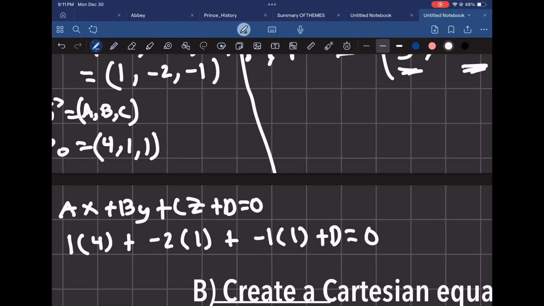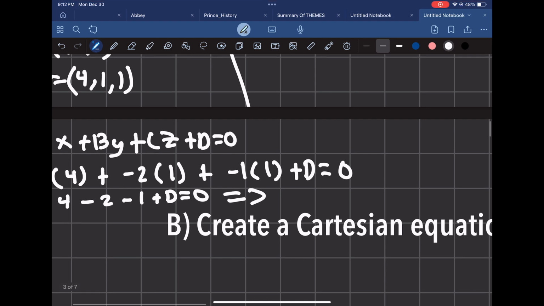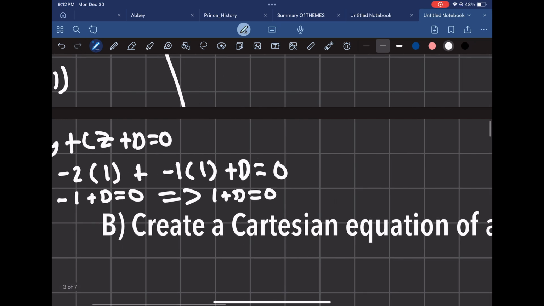So 1 times 4 is just 4. Negative 2 times 1 is minus 2. Minus 1 plus d equals 0. So 4 minus 2 is 2. Minus 1 is 1. So 1 plus d equals 0. So d is negative 1.